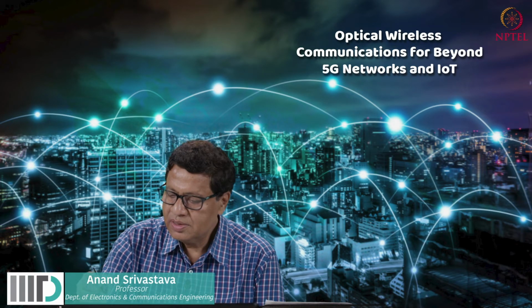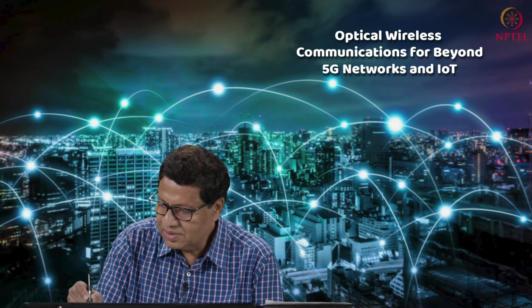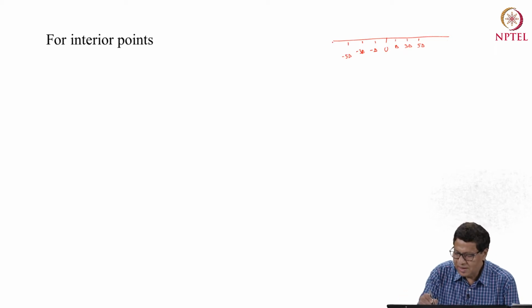Now, let me again draw this. This is 0, this is say delta, this is 3 delta, this is 5 delta, and so on and so forth, minus delta, minus 3 delta, and say minus 5 delta, and there are endpoints here.